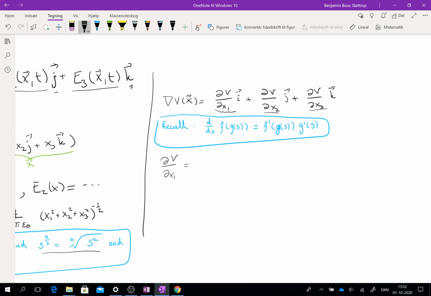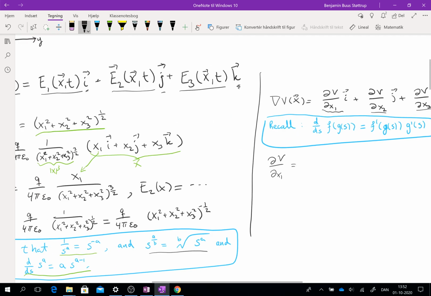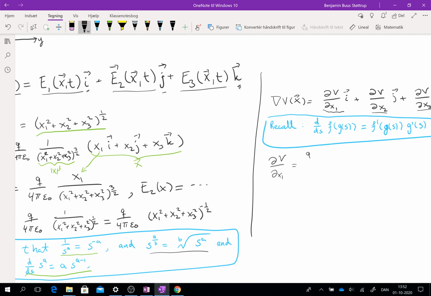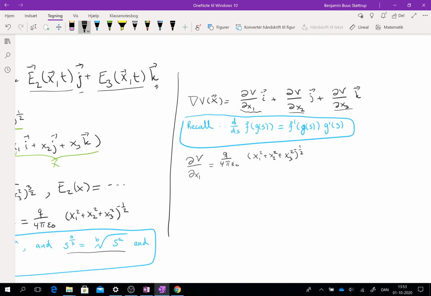That is, well, if you recall it, we have it down here. Q divided by 4 pi epsilon 0, and then x1 squared plus x2 squared plus x3 squared to the power minus 1/2. And then we should differentiate that. So the constant doesn't matter, but we have to differentiate here with respect to x1.